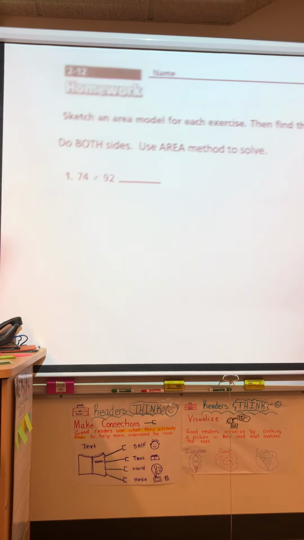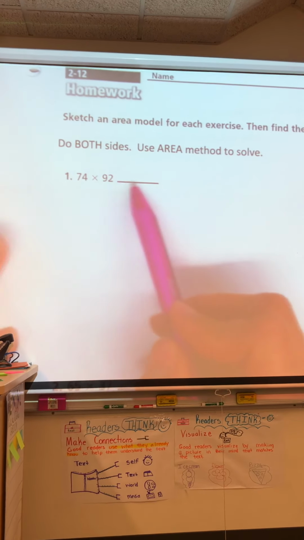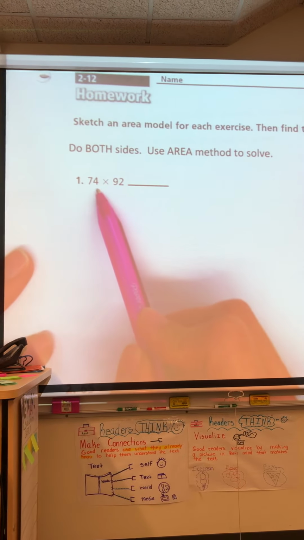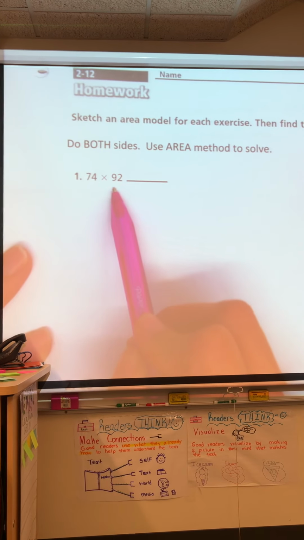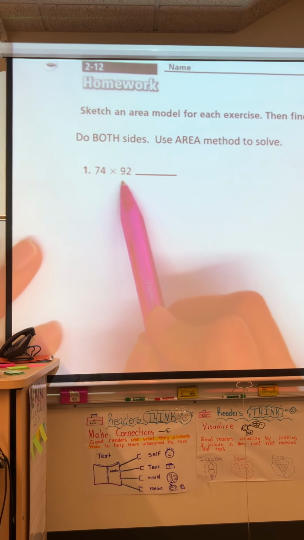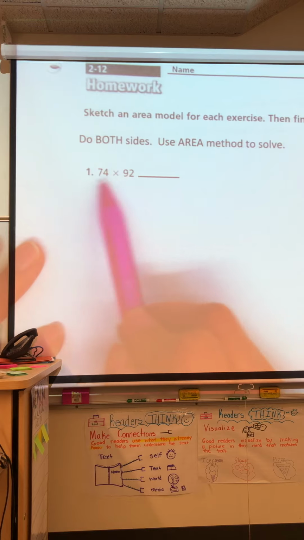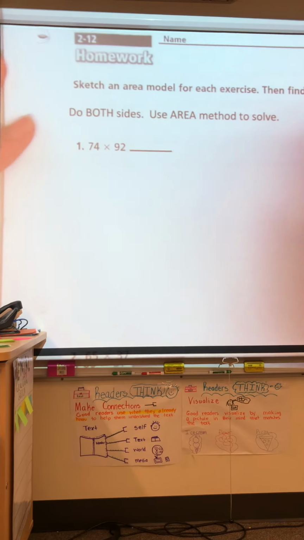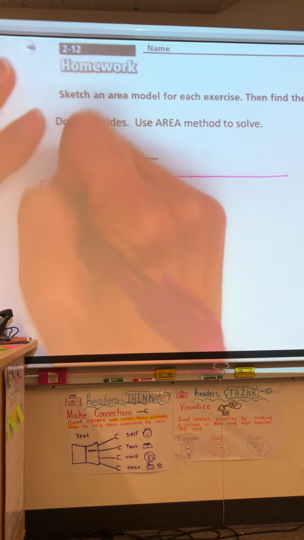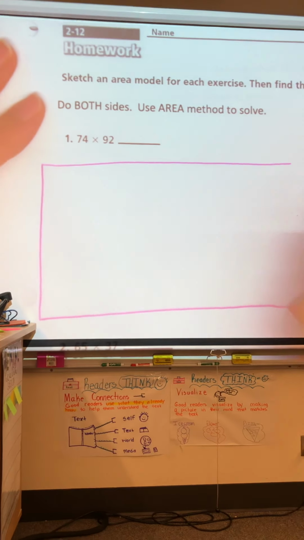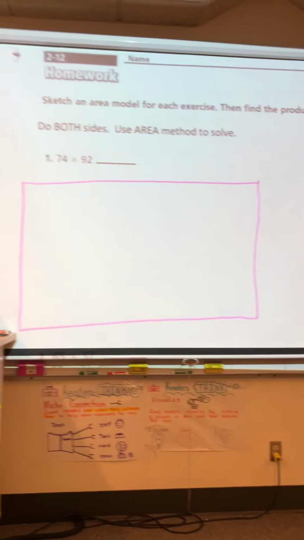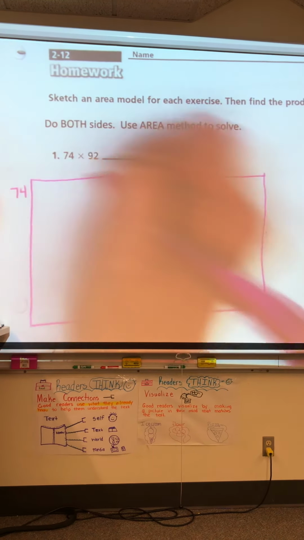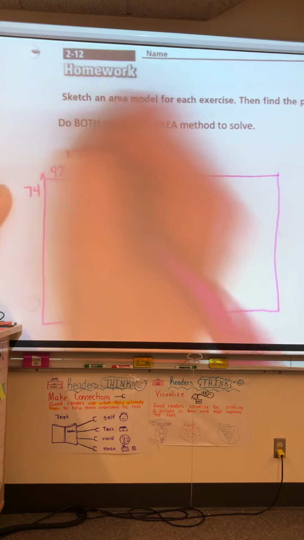So here's how it works. I've got 74 times 92. And I notice that 74 is a scary number, and that 92 is also uber scary. So I know I'm gonna have to break both of these numbers into expanded form. So I'm gonna draw my rectangle, rather large, because I don't want anything to be squished or I tend to make mistakes. And then I'm gonna put my 74 here and my 92 here because really that's what I'm multiplying.